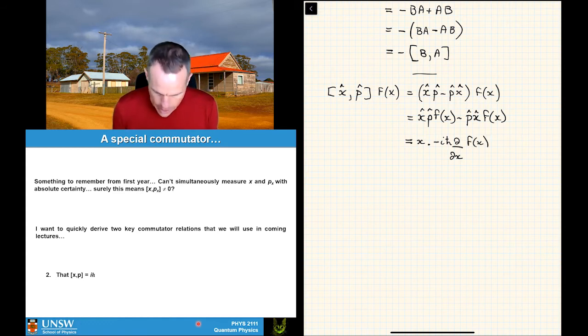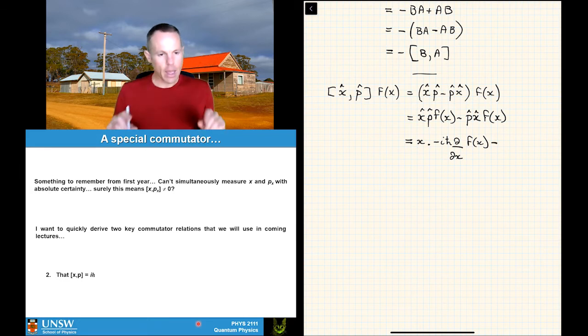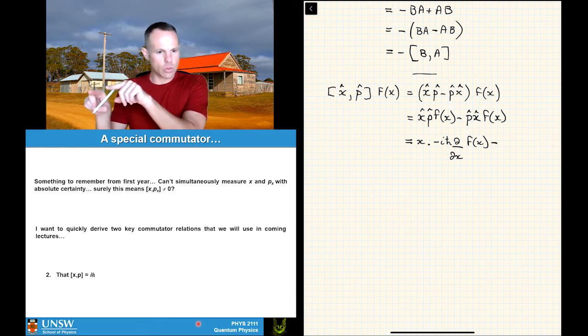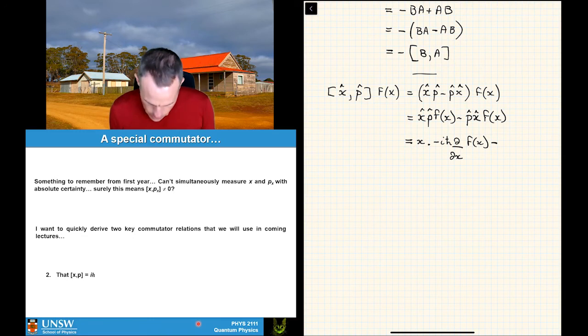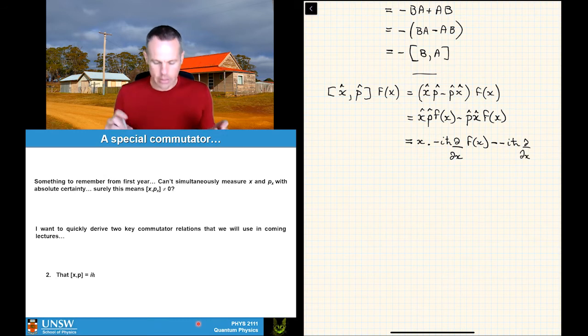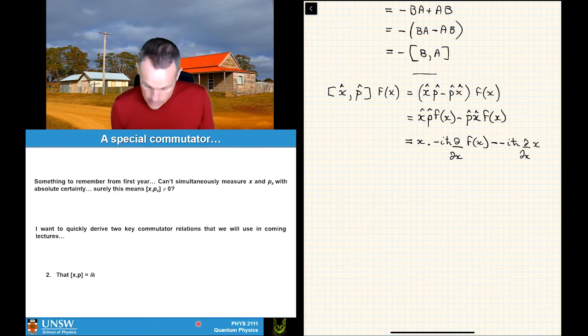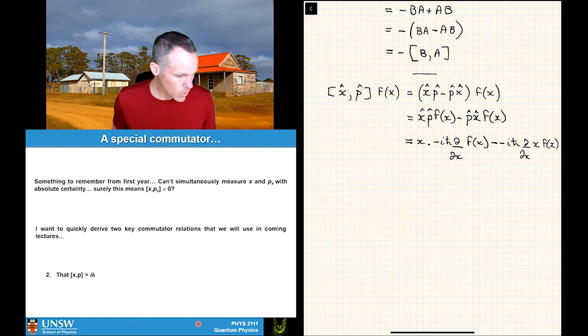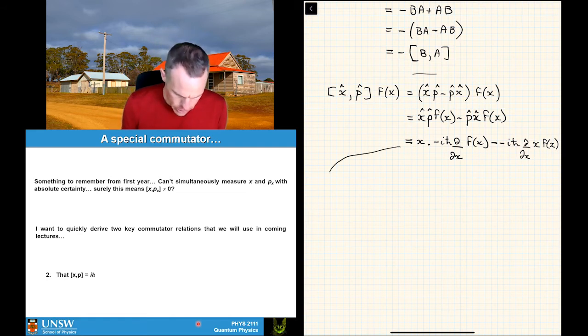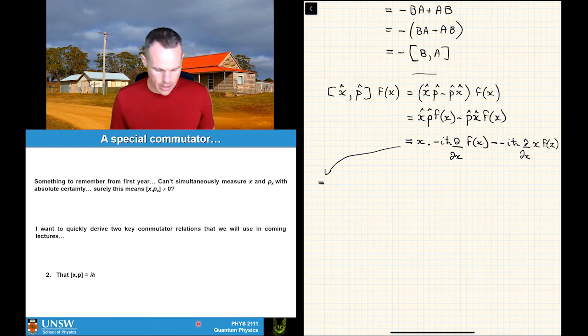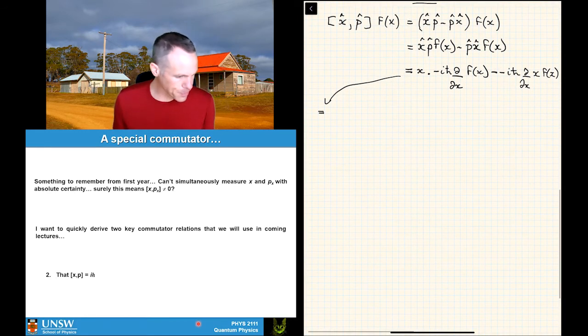f of x, and then we've got a minus in here. Now what we have to do is do the second set of operators here. So this would now be minus i h bar d on dx. And then the next one over will be the x, because our x operator will give us an x, and then we'll have an f of x in here, okay? All right. So I'm just going to move a little bit over to the left here because I need to have a little bit of room to clean this up.